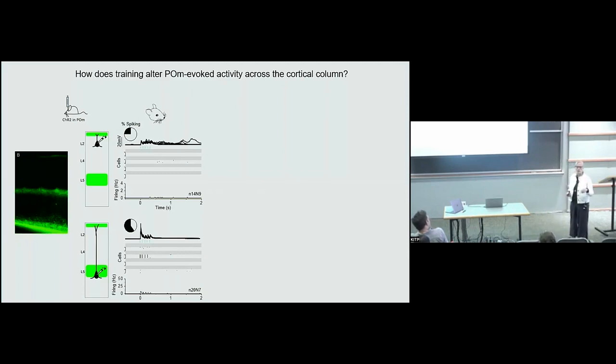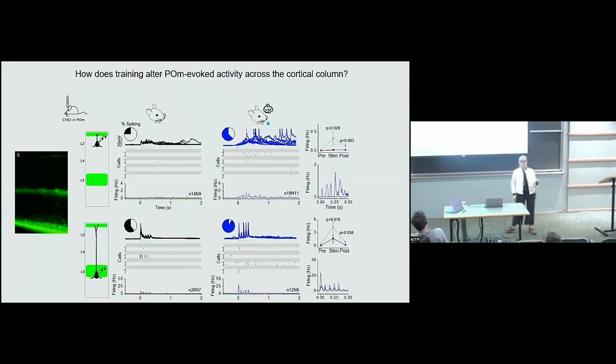Okay, so channel rhodopsin in POM, whole cell patch clamp in acute brain slices. This is in control animals. Strong input to layer 5, driving some spiking. You can see, just look at the scale here, this is 50 hertz. And in layer 2, 3, not a lot of spikes, but some sub-threshold activity. After just one day of training, what we see is a really marked increase in the strength of that POM input in driving activity here in layer 2 and also in layer 5. So this pathway in particular is being altered during this sensory association training.